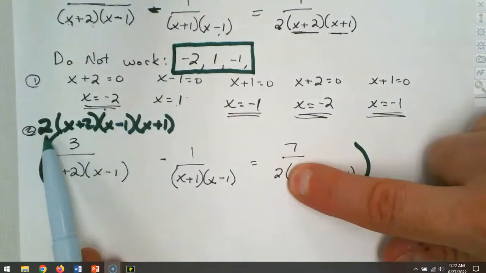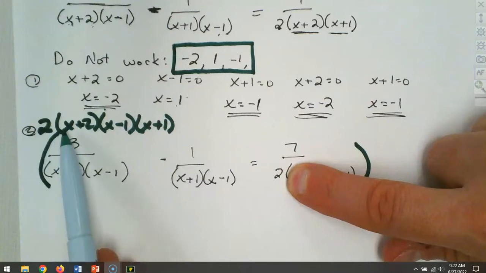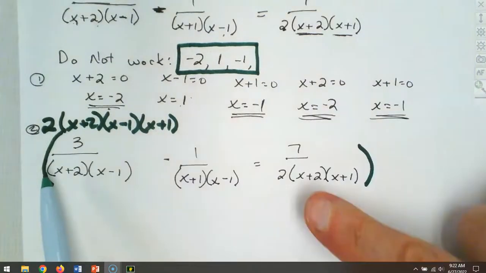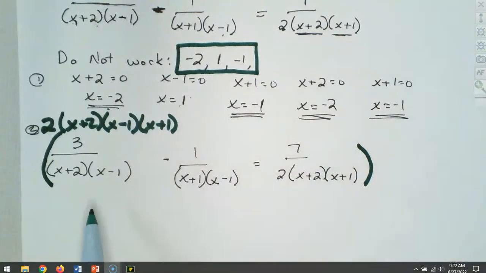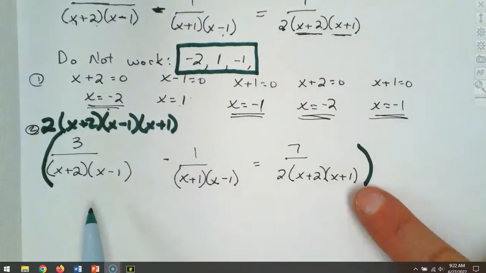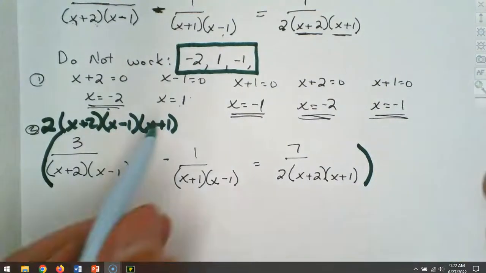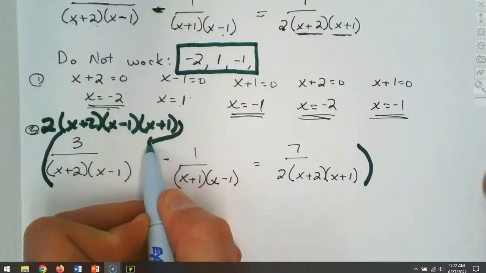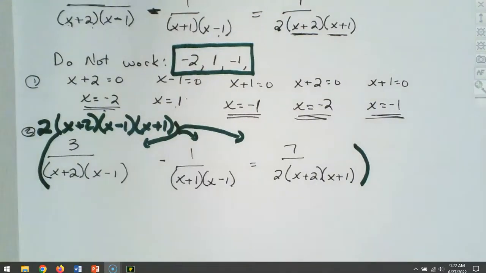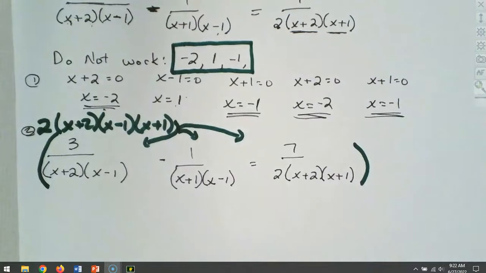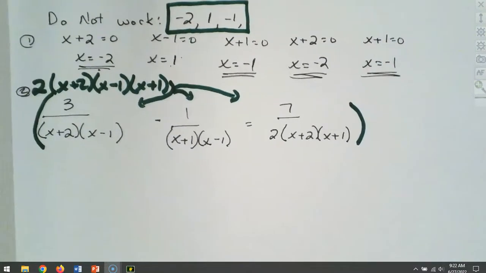Because that's going to get rid of everything. The 2 will cancel with that there. We always do the numbers first. So 2 will cancel with that. X plus 2 takes care of that one. That one. X minus 1 takes care of that and that. And then x plus 1 takes care of those. So that's going to get rid of everything. Now we simply distribute through. I should have left myself some more room instead of cramming it in here, but that's still okay. Now let's see what's going to happen when we distribute. And we do each one individually.